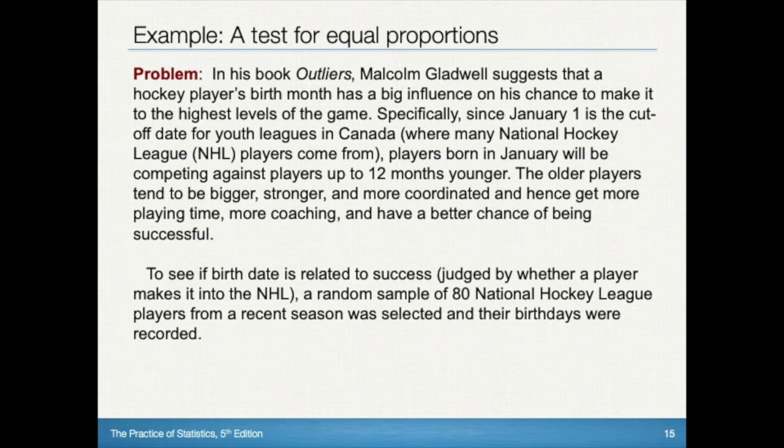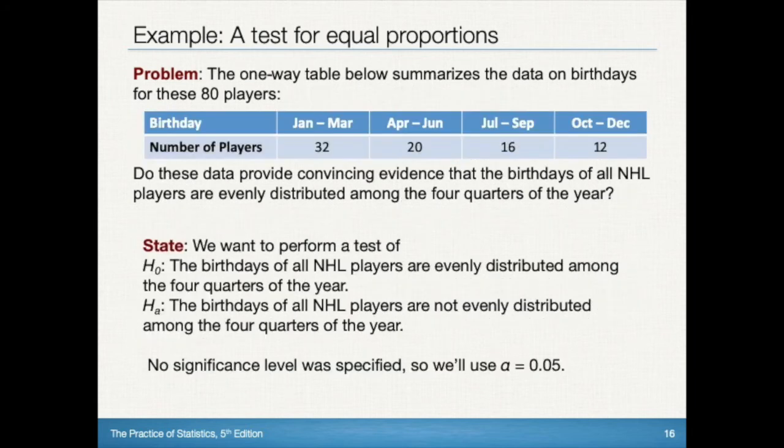So if we do an example problem to end this lesson, we're going to deal with hockey players' birth months as an influence on their chances of making it to the NHL. And so the test that we want to do is to see if the birth date is related to this overall result. We're going to take a random sample of 80 NHL players and determine what their birthdays are and record them. So the first thing we have to do, of course, is come up with a one-way table for these 80 players. And we've done this according to January to March, April to June, July to September, and October to December. And you can see that we've sorted it according to the data that we're given.